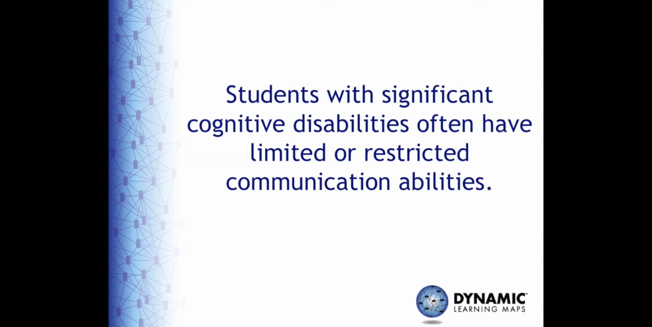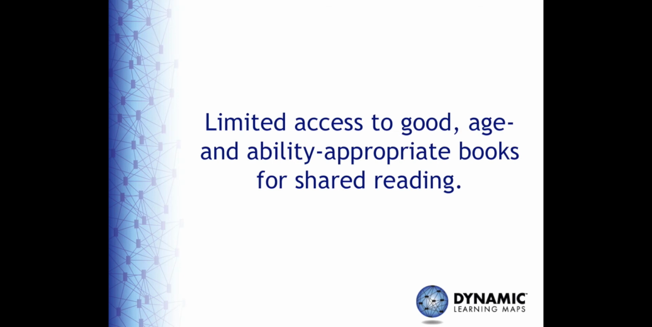For students with significant cognitive disabilities, the biggest barrier to successful interactions during shared book reading is often limited communication. Many may not be able to rely on speech to communicate, or can only use a handful of single words to communicate. These students need a means of communication that enables them to interact during shared reading on a page-by-page basis. Another potential challenge for students with significant cognitive disabilities is a lack of access to good, age-appropriate books.